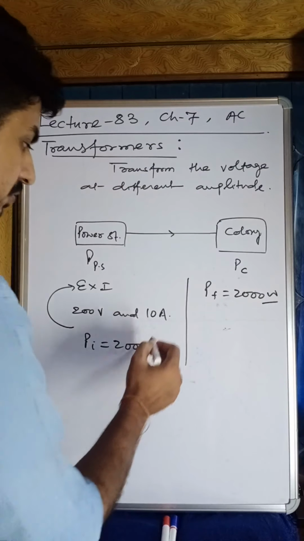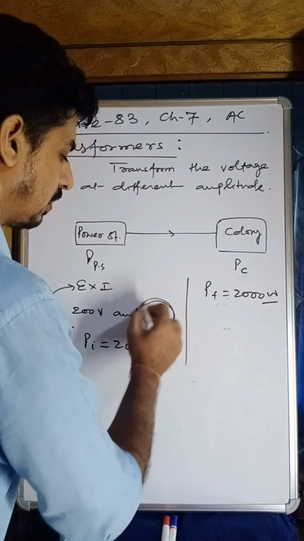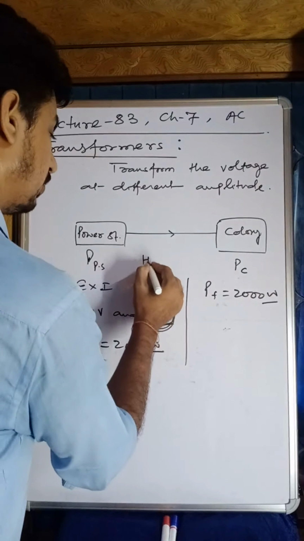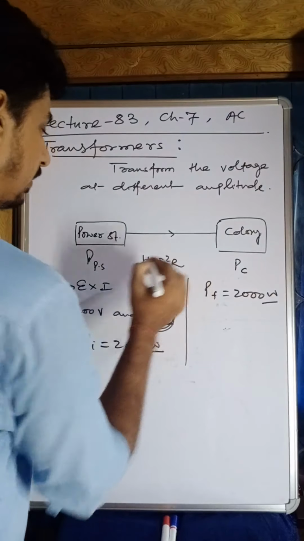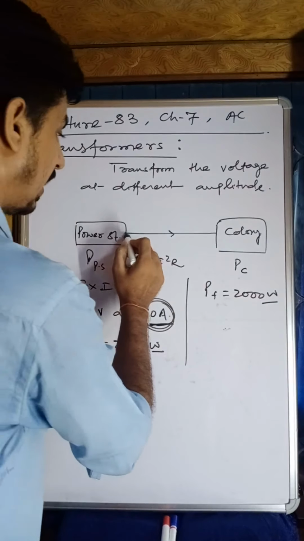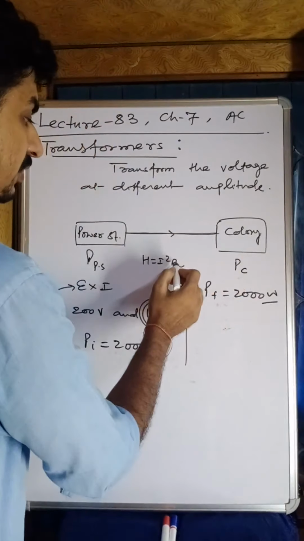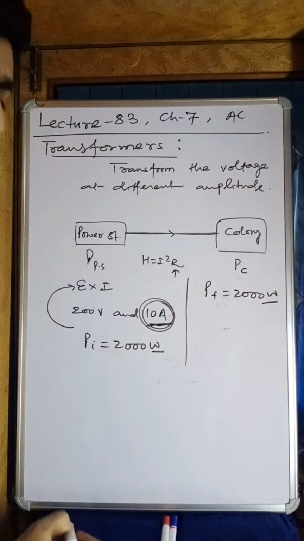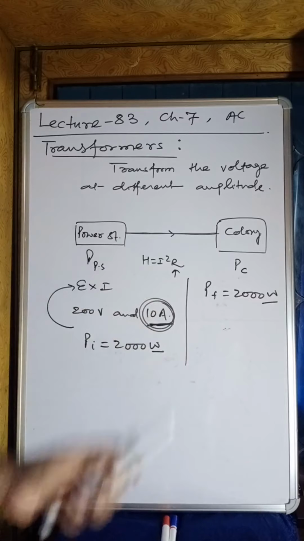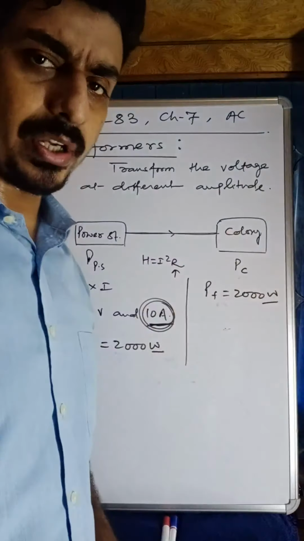Now look here, my dear students, the 10 ampere current. What will it do? Actually, we know that H equals I square R. Already we have too much length of wire, which will increase the resistance. Resistance is directly proportional to the length. So the larger the length, the larger the resistance of the wire.